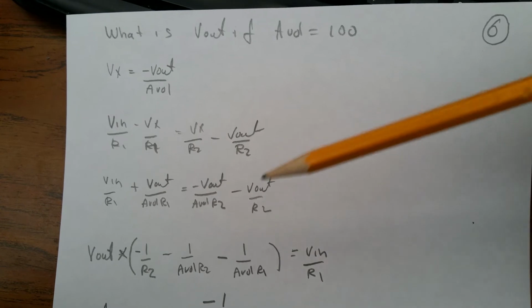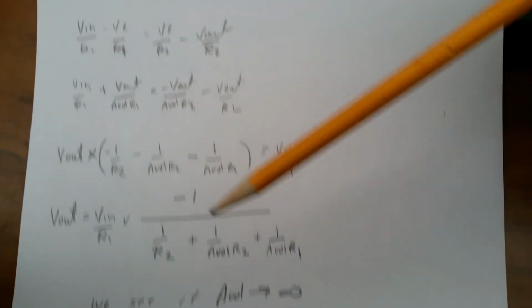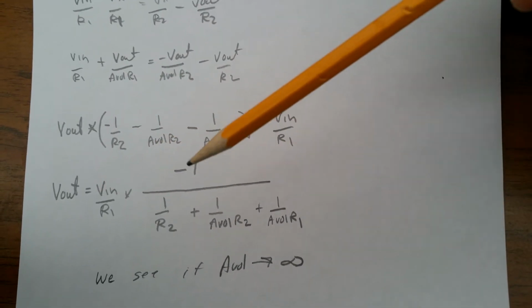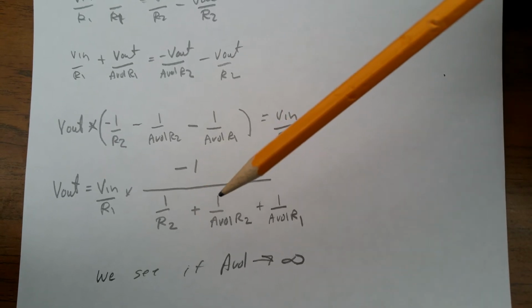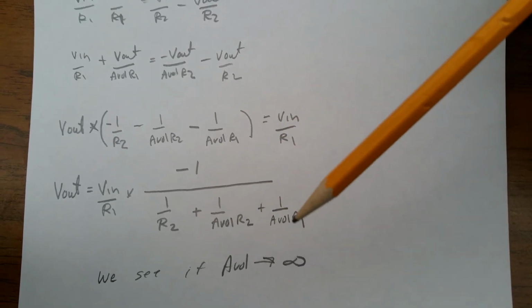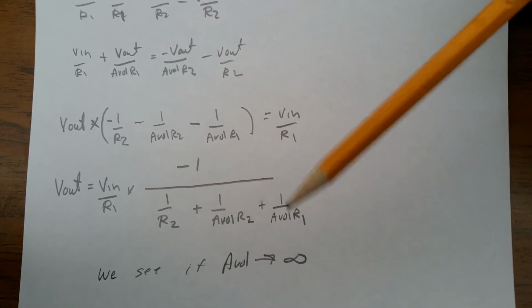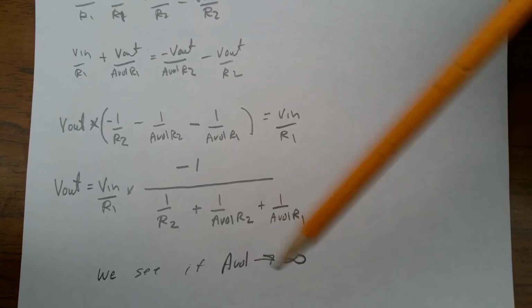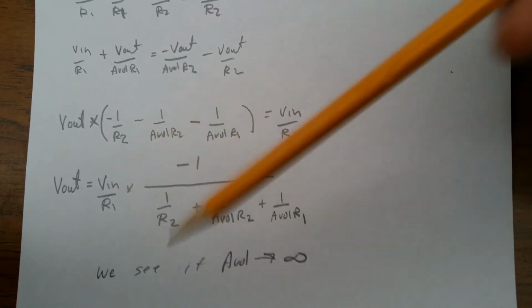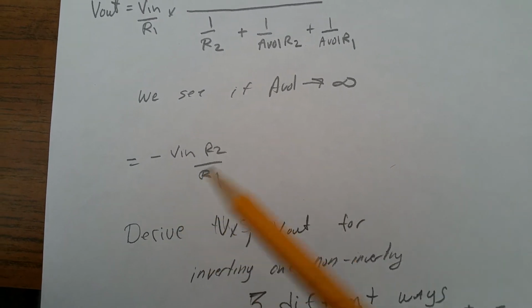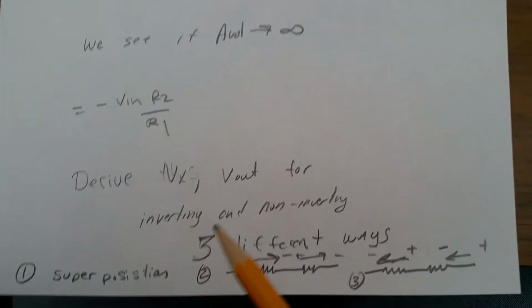I plug it all in. You can see my equations. And there it is. Vout equals minus 1 over (1 over R2, plus 1 over open loop gain times R2, plus 1 over open loop gain times R1). And if the gain goes to infinity, these terms drop out. And you get the classic minus Vin times R2 over R1.